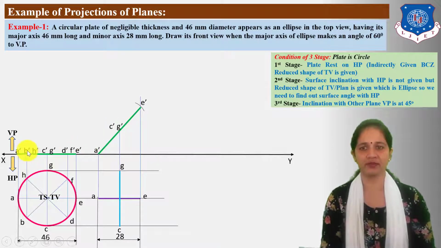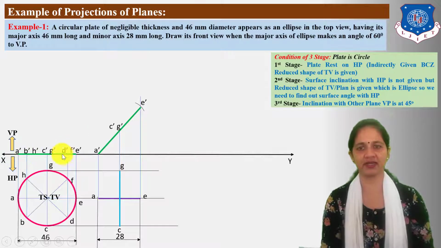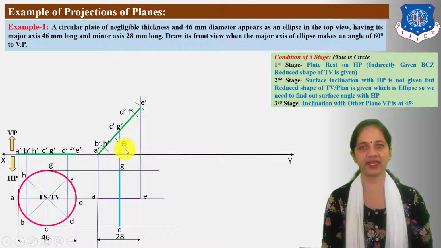Now measure the distance of the B, H points from A dash and the distance of the D dash, F dash points from A dash, and transfer them in the second stage inclined front view. Mark here the B dash H dash and D dash F dash points. Here the angle of this inclined line indicates the surface inclination with HP, theta.